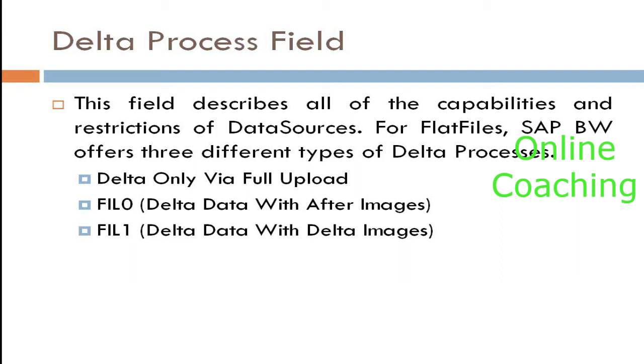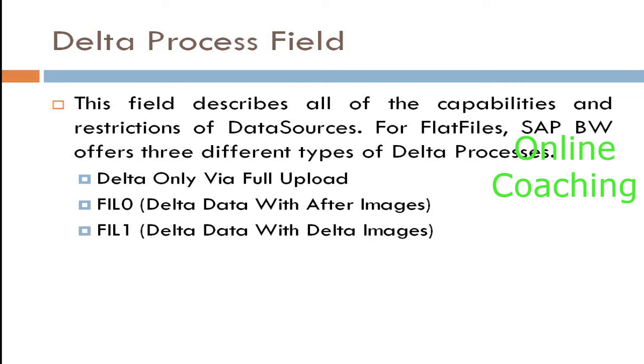For flat files, for SAP BW, there are 3 types of delta process. It's only for flat file, not for source systems, not for SAP R/3, or for databases. It's only for flat file. I have 3 types of delta. What are those? Delta only via full upload. This is the default which we were using till now.